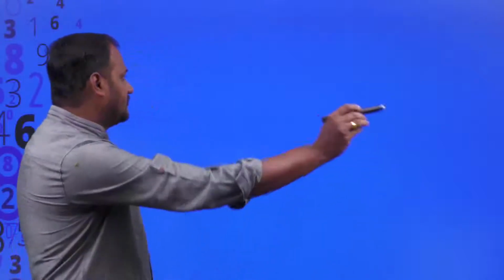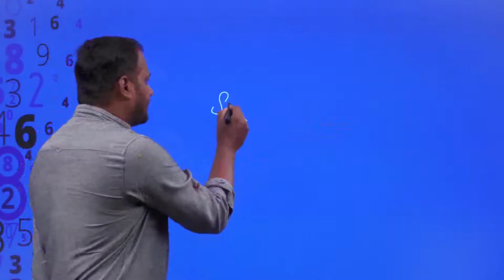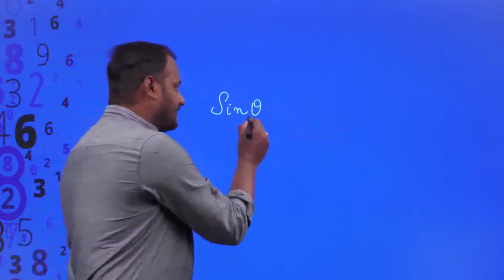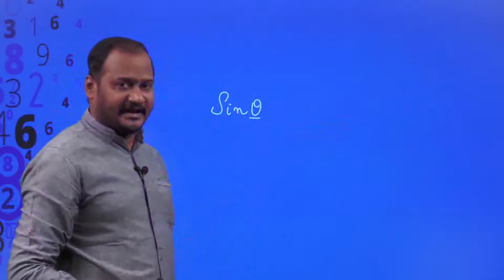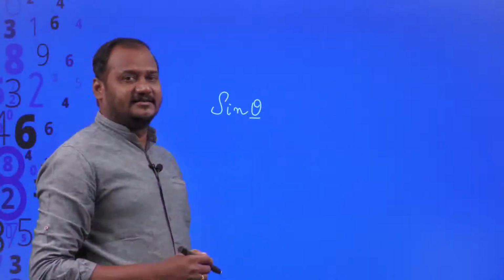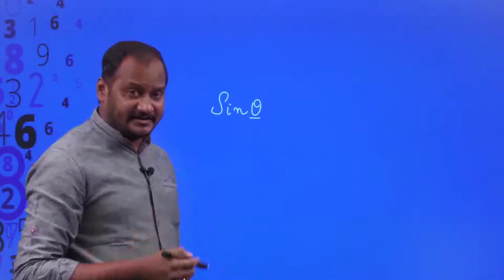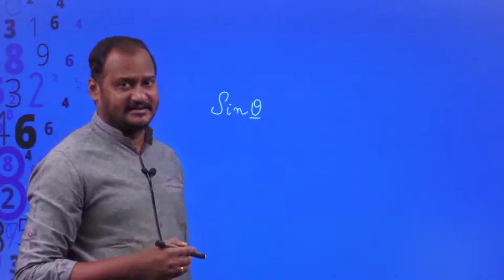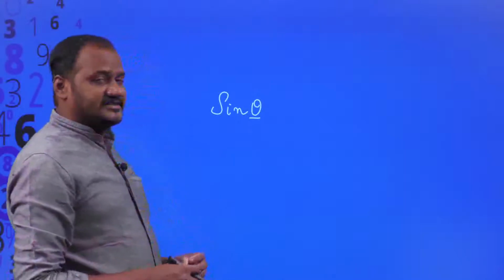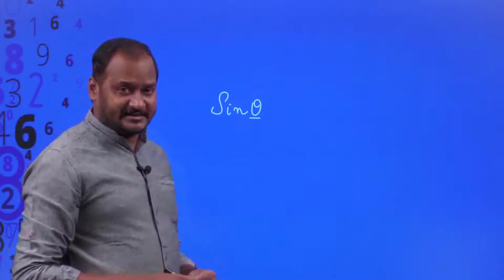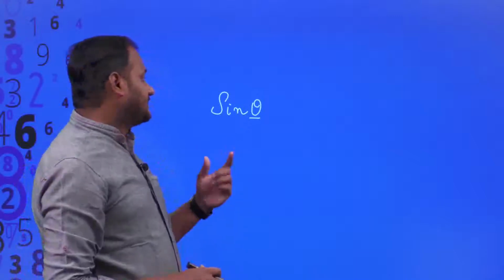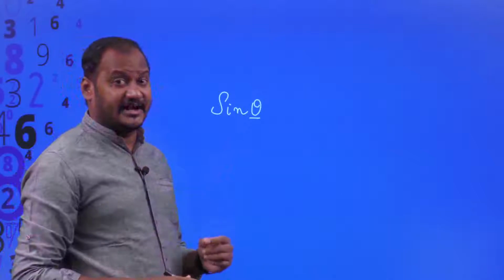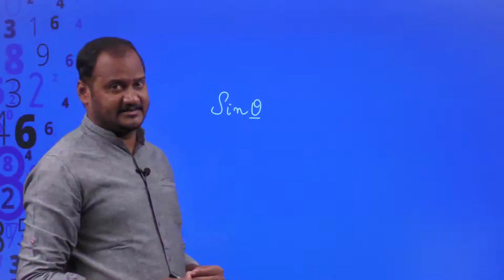So let's have a look at one of the trigonometric ratios, sin theta, where theta is an angle, and this angle can be in degrees, in radians, or in grades. We are discussing only degrees in our grade 10. So let us think about what the values of all these 6 trigonometric ratios are at some specified angles.